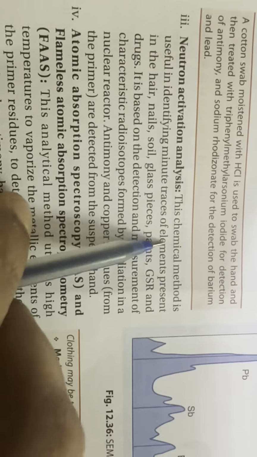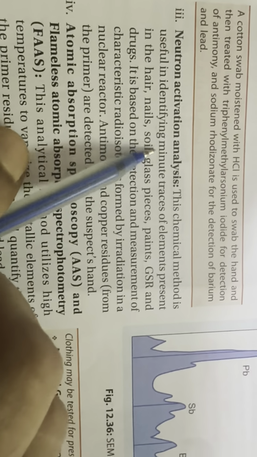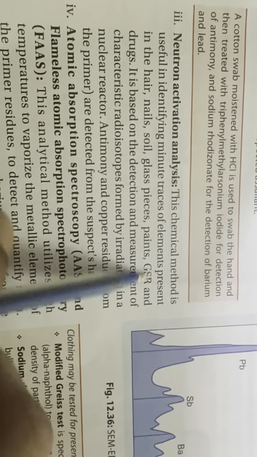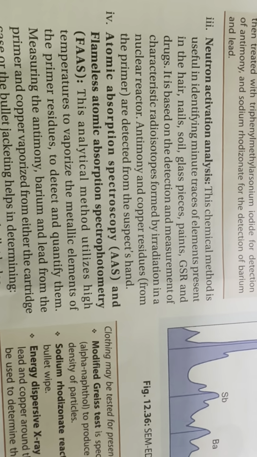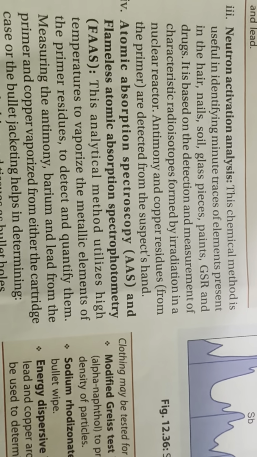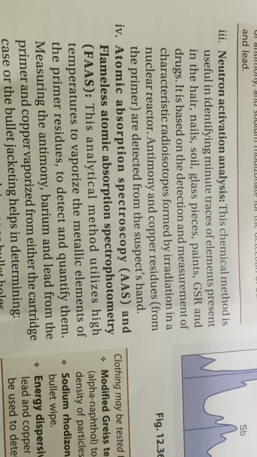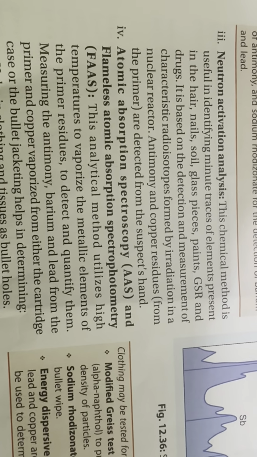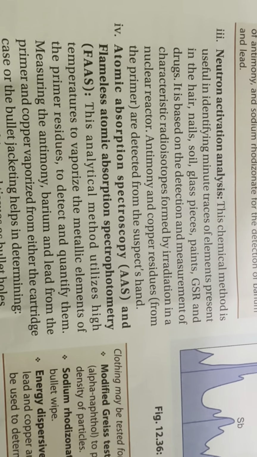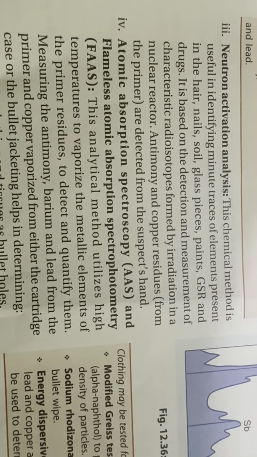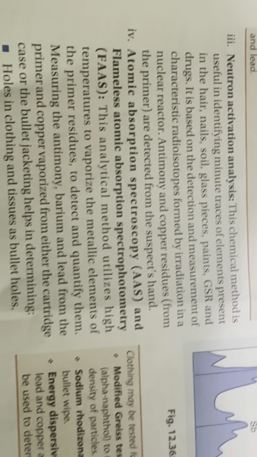Neutron activation analysis. This chemical method is useful in identifying minute traces of elements present in hair and nails, soil, glass pieces, paint, gunshot residue, and drugs. It is based on the detection and measurement of characteristic radioisotopes formed by radiation in a nuclear reactor. Antimony and copper residues from the primer are detected from the suspect's hands.